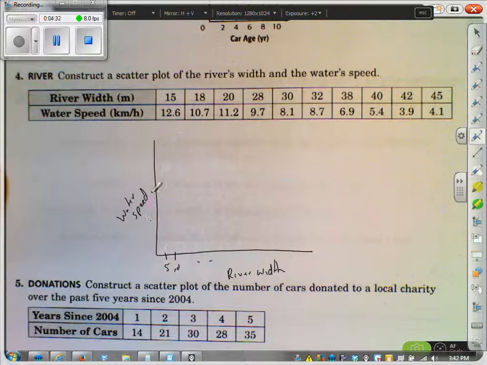And then for your water speed, your y coordinates, we have everything as low as 3.9 and up to 12.6. So it wouldn't be very hard just to say 1, 2, 3, 4, 5, 6, 7, 8, up to 13 to get above that 12.6. But we would want to make sure that we're doing our best to graph these decimals in between the lines. You could even go by halves if you wanted to make enough space there.